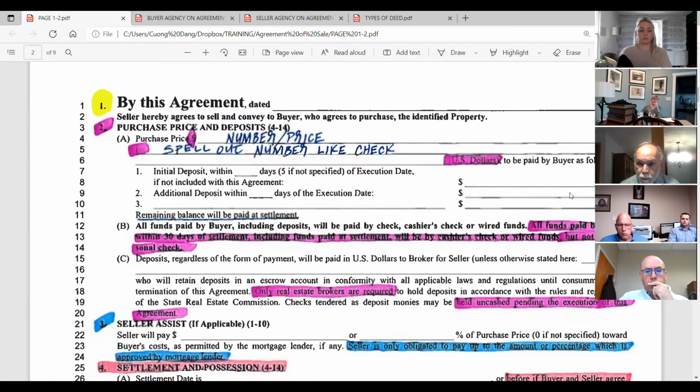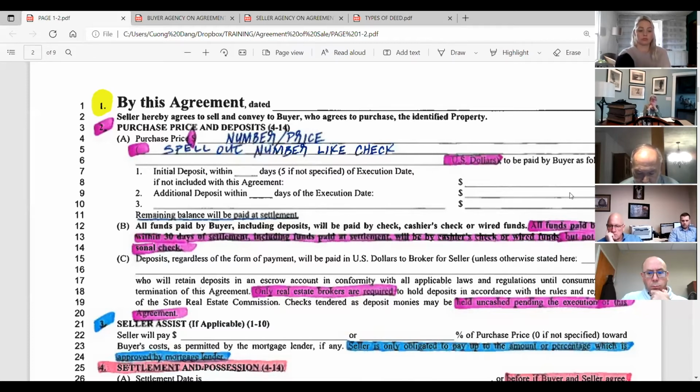C, deposits, regardless of the form of payment, will be paid in US dollars to broker for seller unless otherwise stated here. So last night on Facebook, there was a big conversation about Bitcoin. And I think another agent mentioned that the contract, you always go back to the contract and what does it say? And it says in US dollars. So for proof of funds, deposit money, obviously you're going to want it in US dollars. Okay. And it spells it out right there.